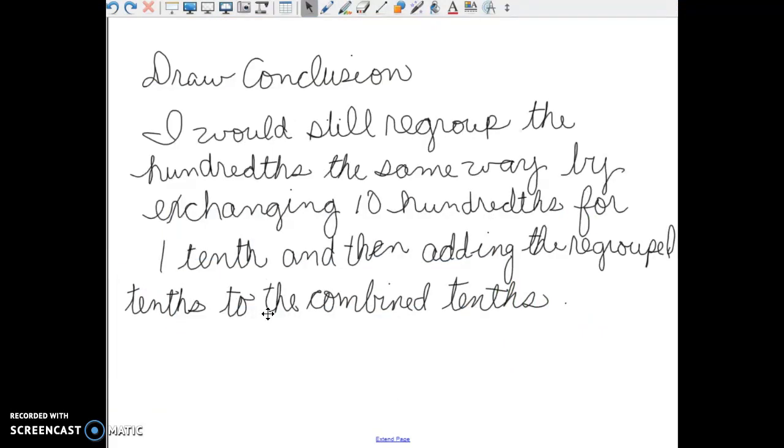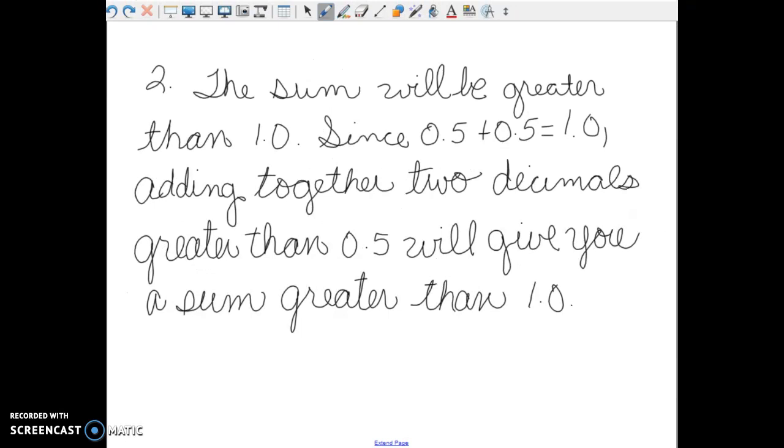Okay, this is in the draw conclusion part on page 121. This is your explanation for question number 1. So if you're at home watching this video, go ahead and stop your video and explore this answer. Okay, now we're looking at the explanation for question 2 on draw your conclusion on page 121.